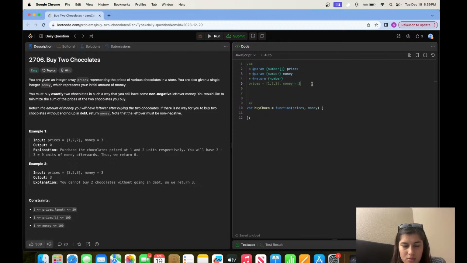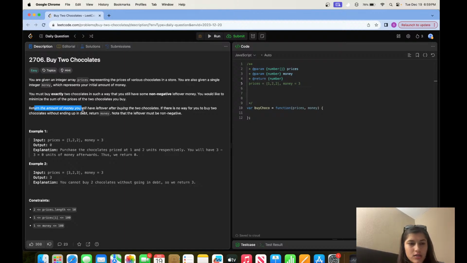And I am given three money, and I must exactly buy two chocolates in such a way that you still have some non-negative leftover money. So I can still have no money, and it can be zero because zero is non-negative. You would like to minimize the sum of the prices of the two chocolates you buy. Okay, I need to buy two chocolates from different stores, and I need to minimize the sum of the prices of the two chocolates I buy.